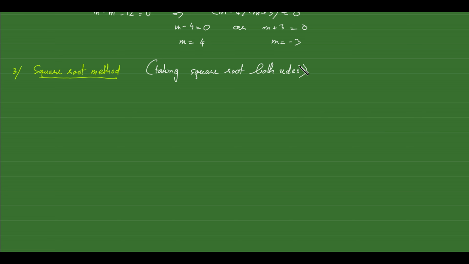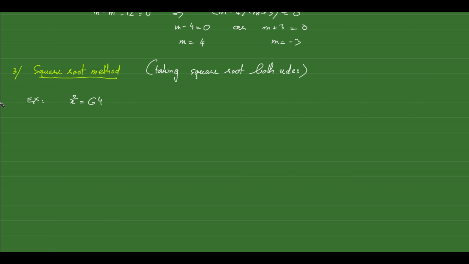As long as the left hand side is a perfect square, and the right hand side could be a perfect square, or it could be a prime number, or it could be anything, then you can take the square root of both sides. For example, what if I have x squared equals 64?